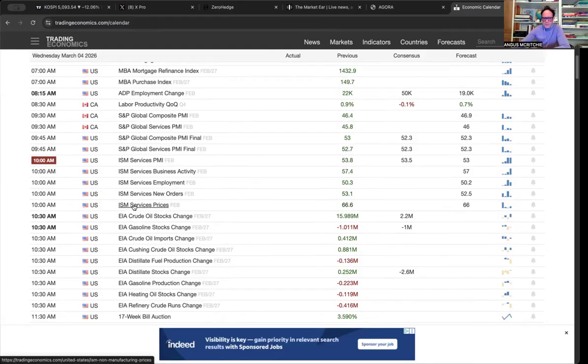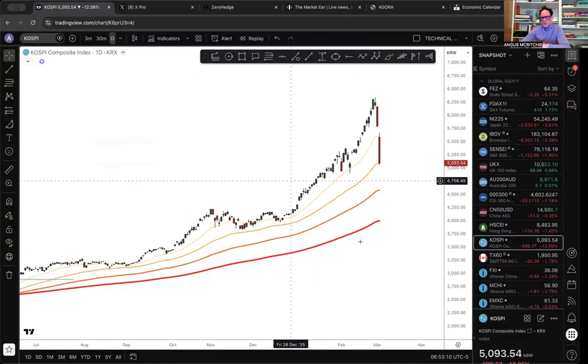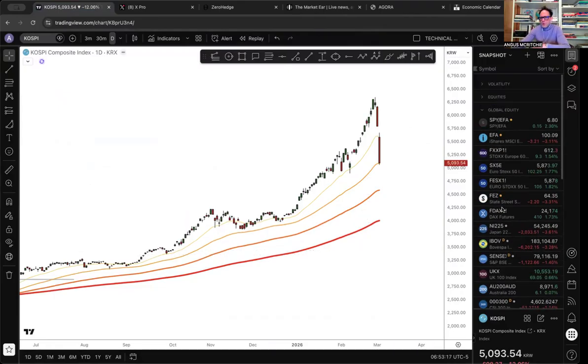So the market today, I think, will be quite focused on that ISM services, the prices component. Previous was 66.6, the devil's number. Forecast is for about 66. If this comes in at 70, 71, 72, the market will not appreciate that, as that may be considered more evidence of increasing inflation, and combined with the elevated energy prices will not be great.